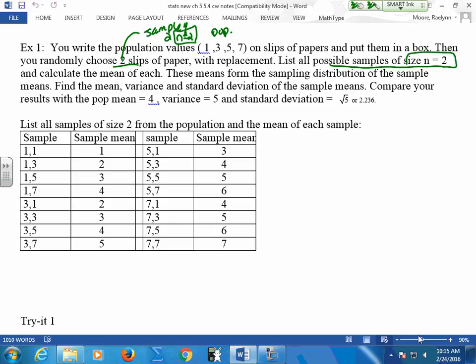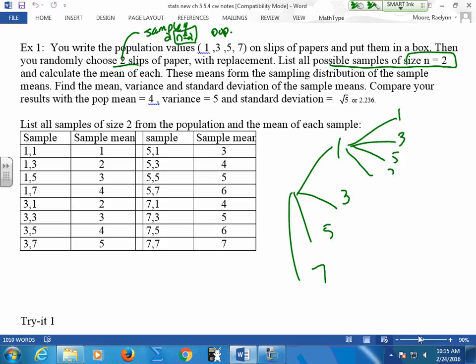So if I made a tree, and I do this again, and I keep doing this, right? So I get 1 and 1, if you just kind of follow. 1 and 3, 1 and 5, 1 and 7. See it? Then I do the next branch. 3 and 1, 3 and 3, 3 and 5, 3 and 7. 5 and 1, and so on. 7 and 1, and so on. These are all the possibilities. 4 times 4 is how much? 16. So I have 16 possibilities.